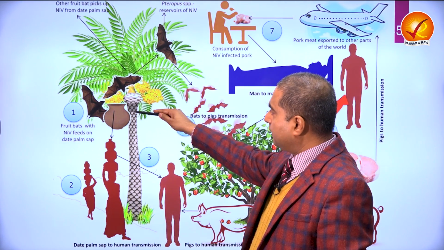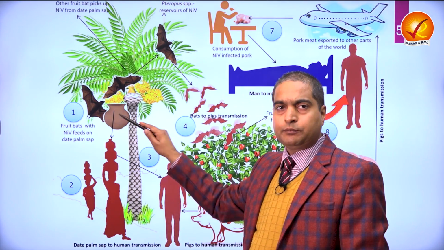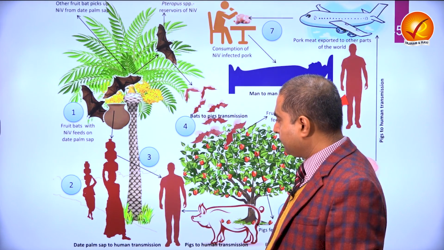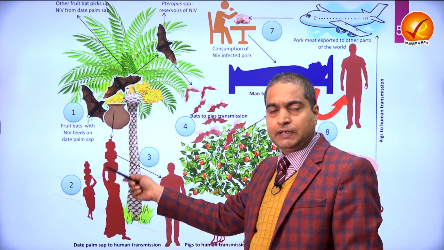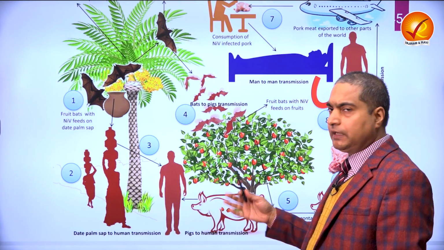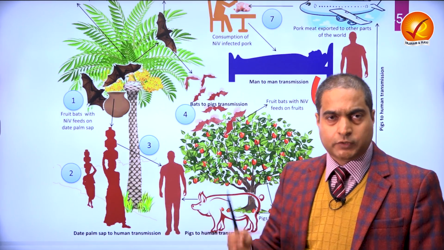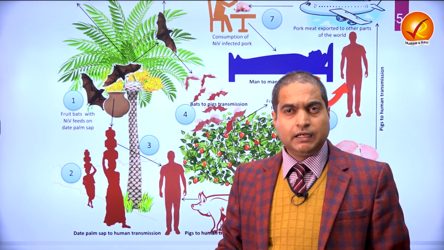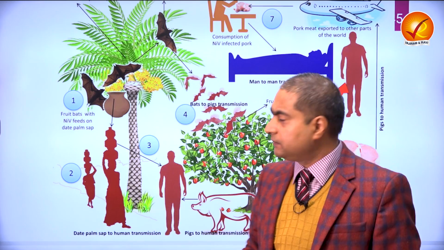So their urine and saliva can contaminate the date palm sap or juice that people are collecting. Then consumption of this raw sap can infect the human. At the same time, human to human transmission, any infected body fluid, it could be sweat, saliva, respiratory droplets, any of the body fluids can transmit the virus.